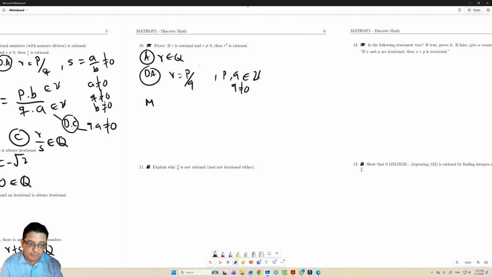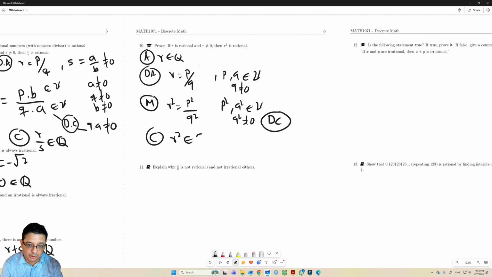Then our manipulation step is going to be r squared, which is going to be p squared over q squared. And notice p squared and q squared are going to be integers, and q squared is going to be different from 0. So this is pretty much our definition of the conclusion. And so the conclusion here is that r squared belongs to the rational numbers.